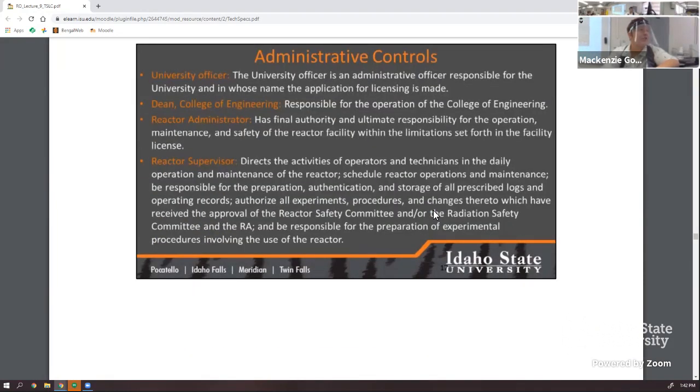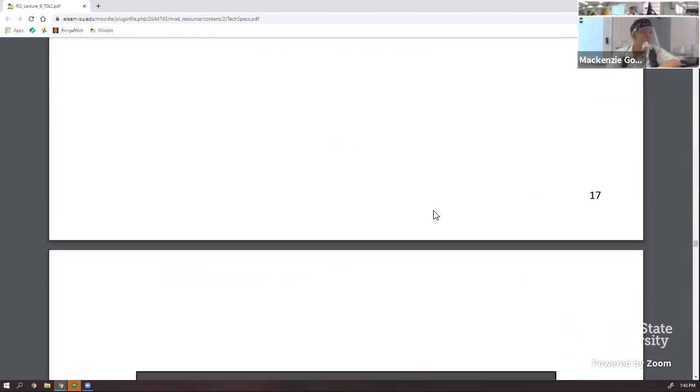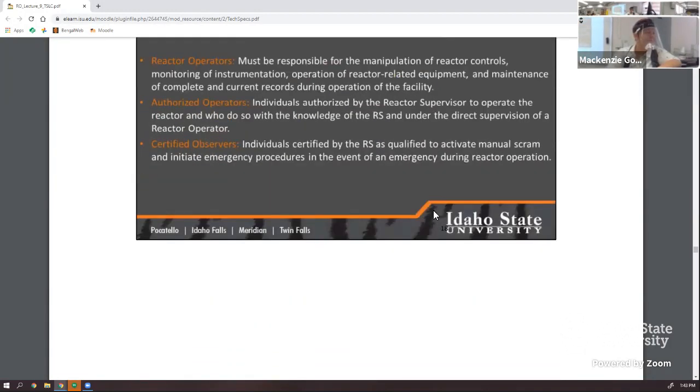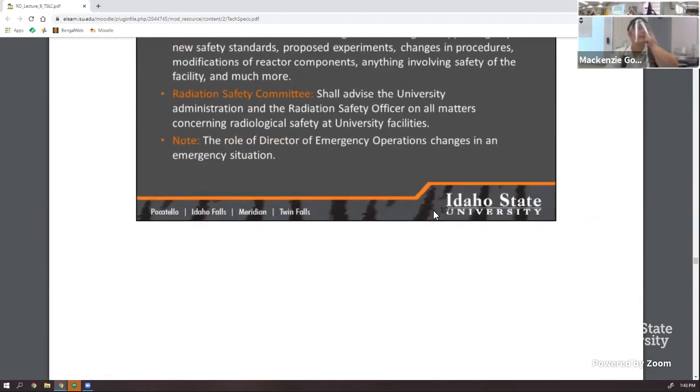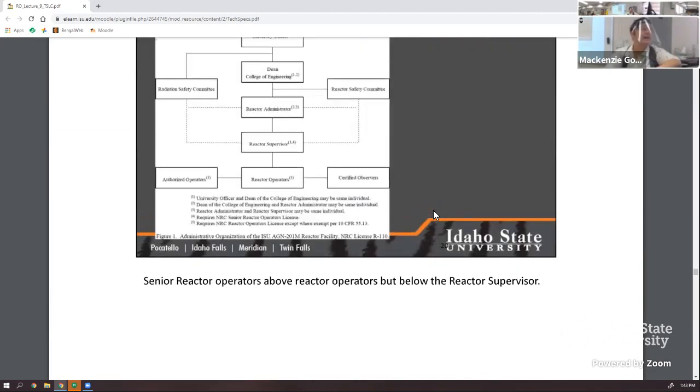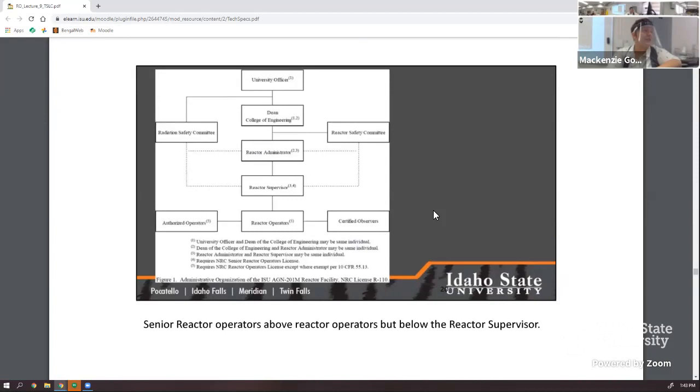Okay. Administrative controls, there's a lot of statements of authority, and then there's this little chart, I think that's on the slides here, that kind of shows how each of these fit together, right? So you guys are here, kind of down on the bottom of the totem pole, right? Under the supervisor, under the administrator, dean of the College of Engineering and the university officer, right?